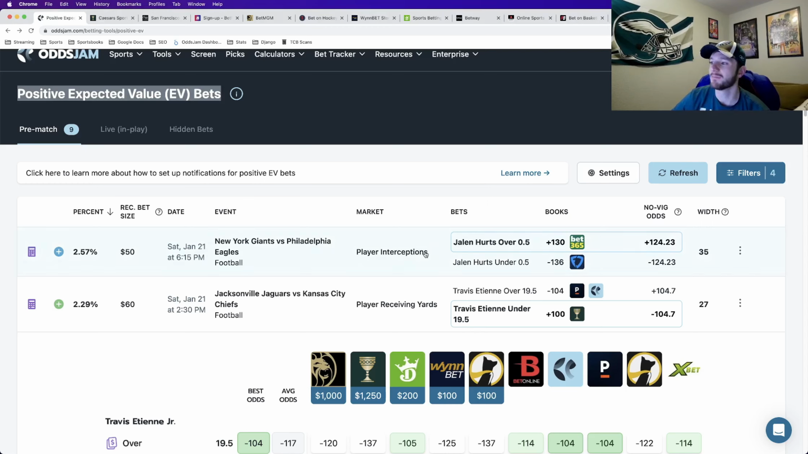So I am actually skipping this Jalen Hurts over 0.5 interceptions one, not because I'm an Eagles fan, but because I don't think it's quite a good enough outlier when you compare every other book. So I'll get into what I mean about that in a little bit.